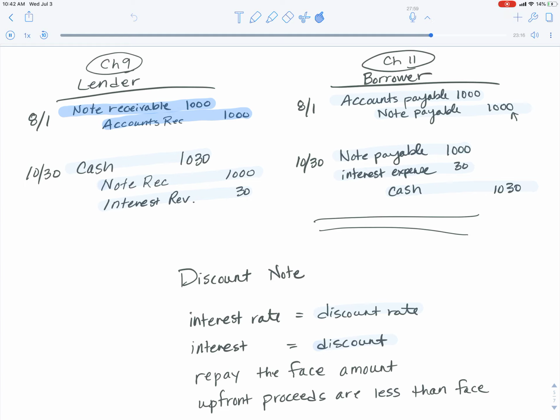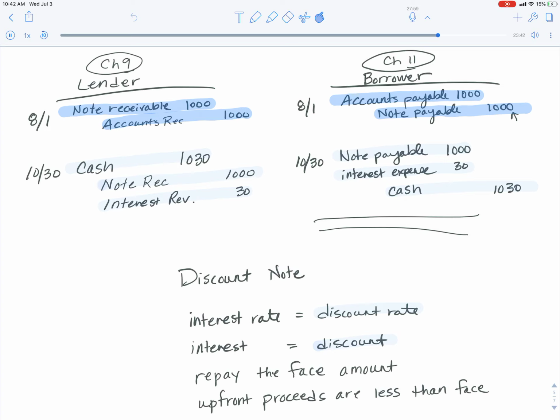So if we are not paying and our vendor says, well, this is going to have to be a note and you're going to have to pay interest, then we're going to remove our accounts payable that was a credit. So to remove it, we're going to debit that account. And we're going to put on a note payable. So now we have a note instead of an accounts payable.